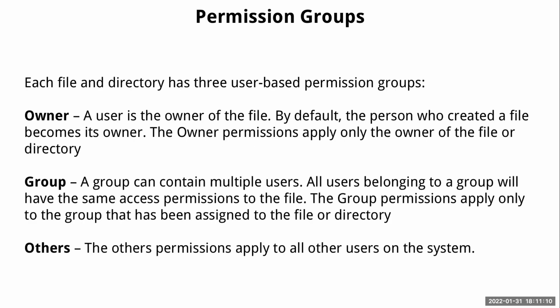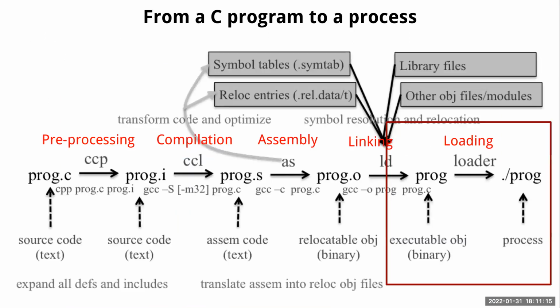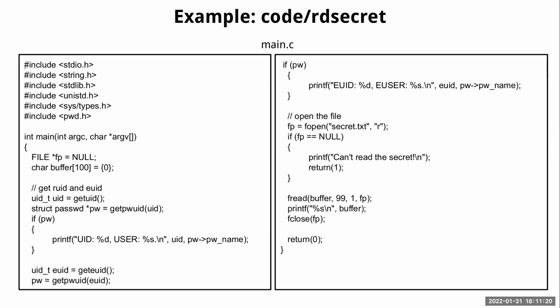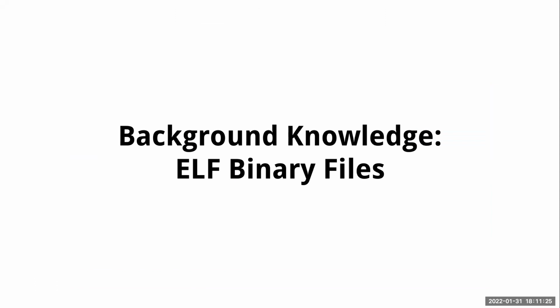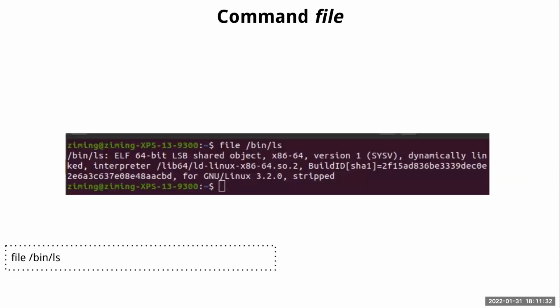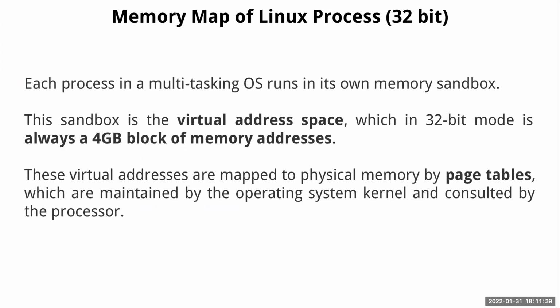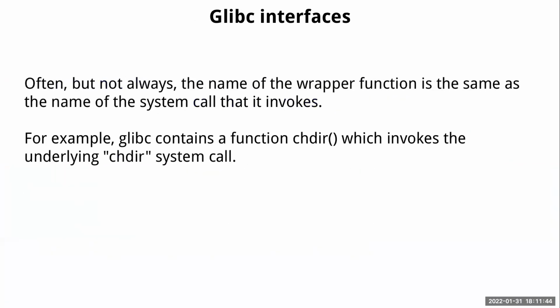Then we talk about Linux file permissions. What are set UID programs? The read secret code, we will take a look at that again. Then next week we will talk about what ELF files are, which is one of the very important things related to what we're teaching in this class. We talk about the memory map of Linux and what system calls are.